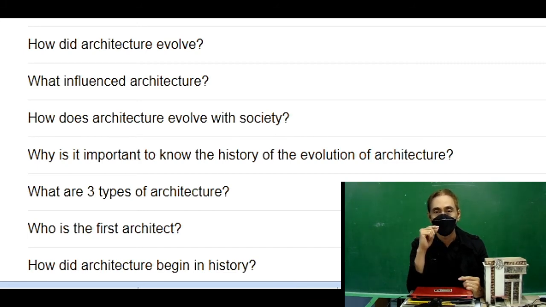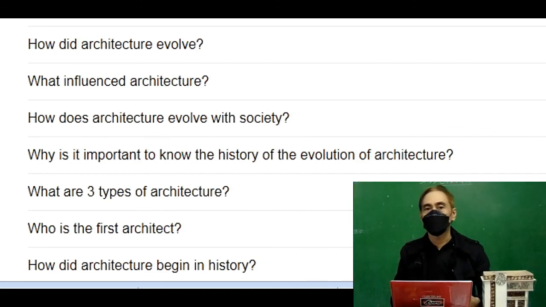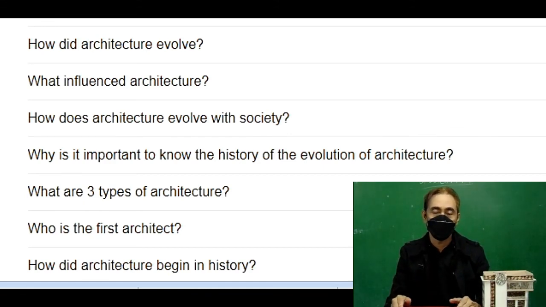The first question is, how did architecture evolve? Number 2, what influenced architecture? Number 3, how does architecture evolve with society? Number 4, why is it important to know the history of the evolution of architecture? Number 5, what are the 3 types of architecture? Number 6, who is the first architect in the world? Number 7, how did architecture begin in history?